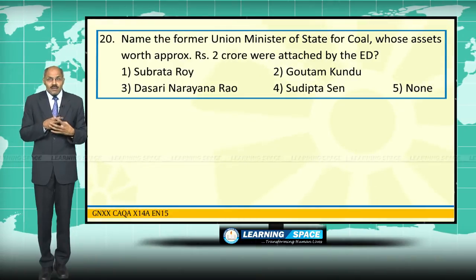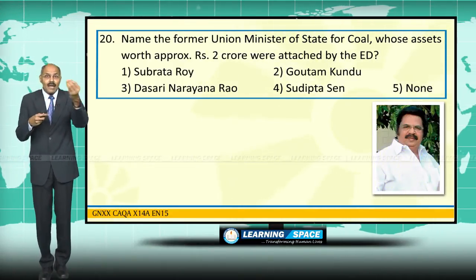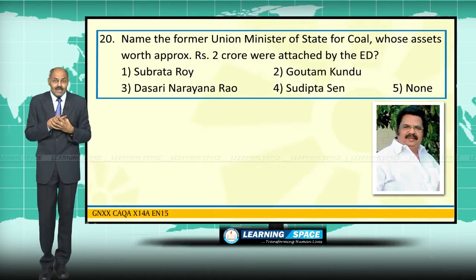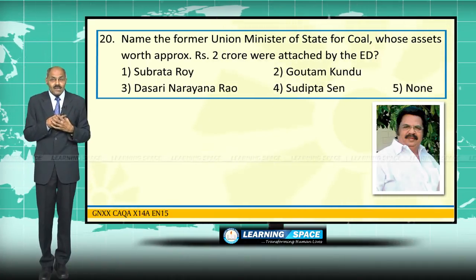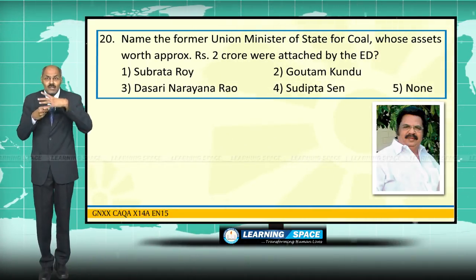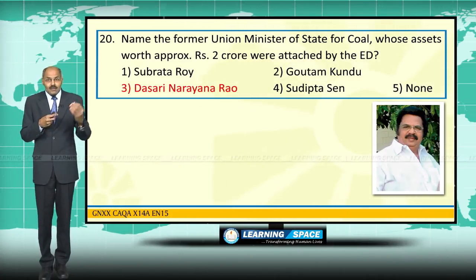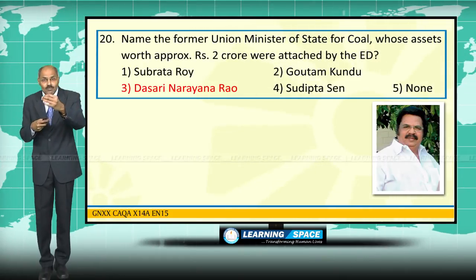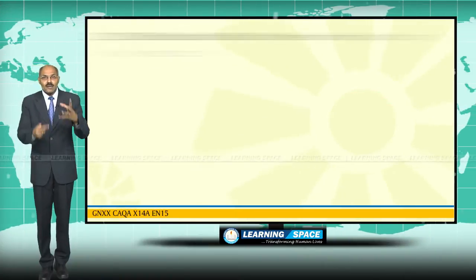Name the former Union Minister of State for Coal, whose assets worth approximately rupees 2 crore were attached by the Enforcement Directorate. He is former Union Minister for Coal, Dasari Narayana Rao, and recently the Enforcement Directorate attached properties worth rupees 2 crore, right? Look into the next one.